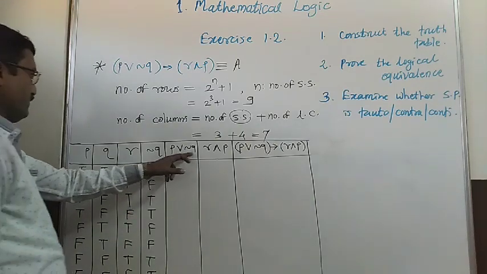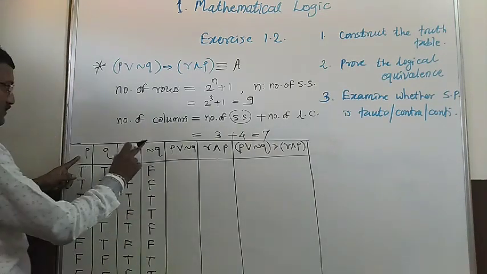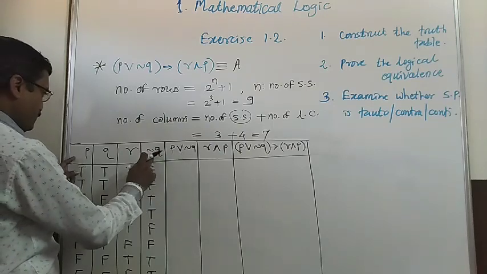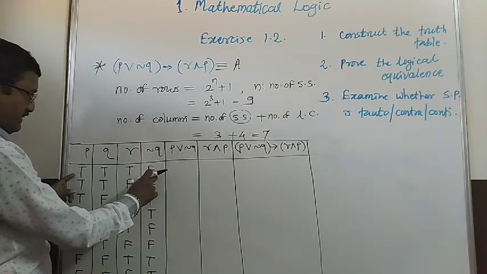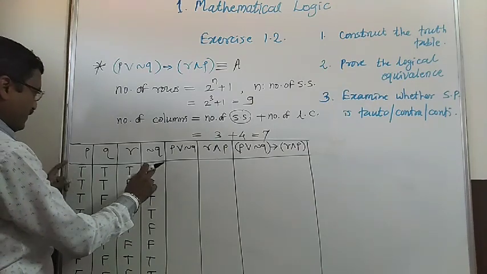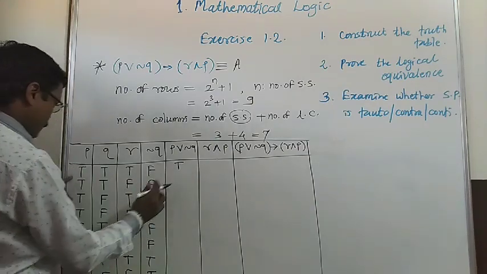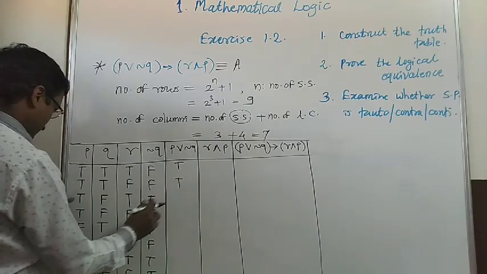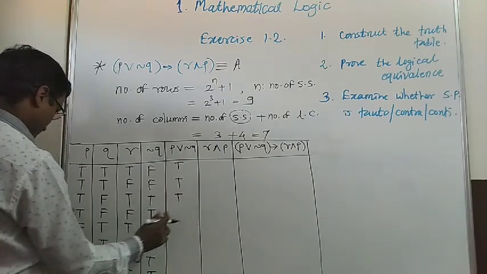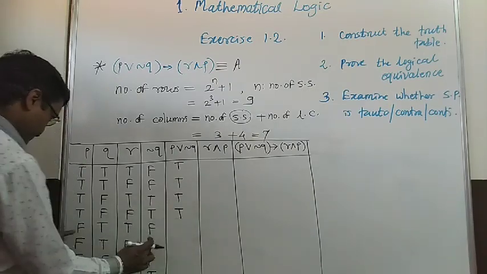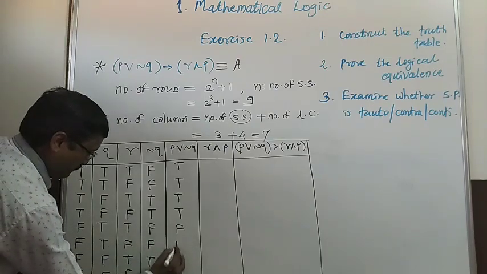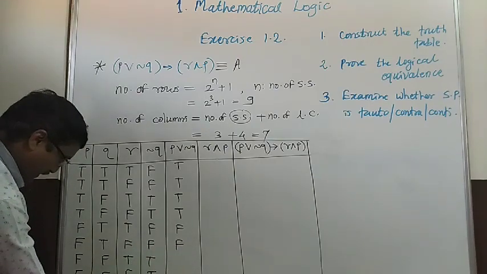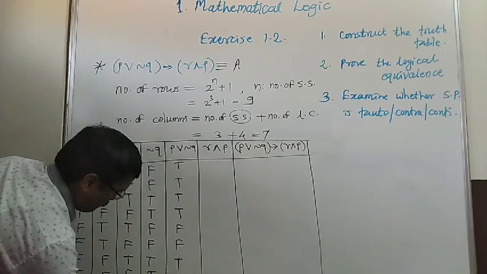Next, P or negation Q. P is here, negation Q is here. For disjunction, we find whether T is there. If T is there, then the conclusion will be T. So this is true. This is also true. This is true. This is also true. Here false and false. Here true and true.